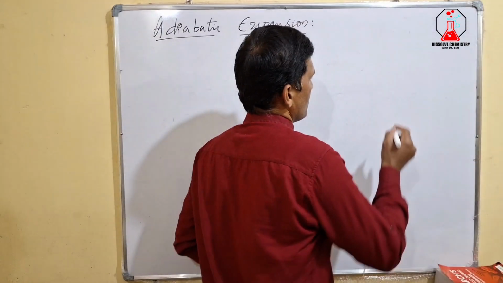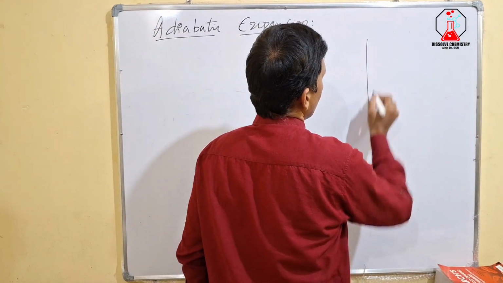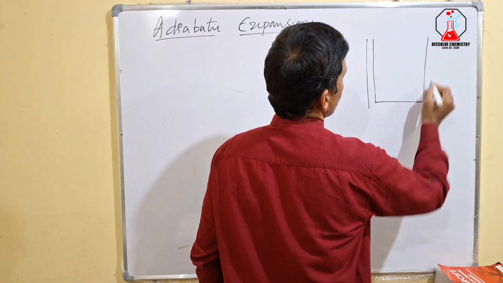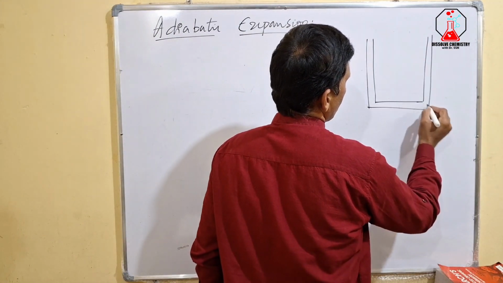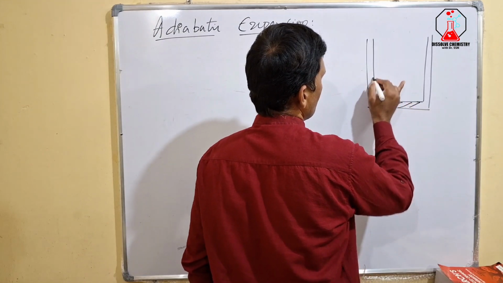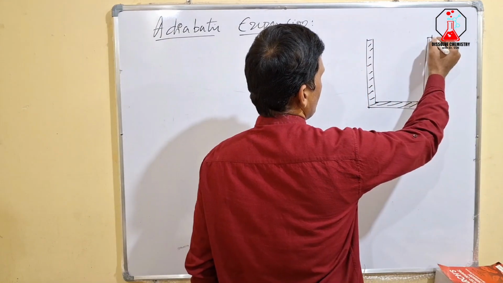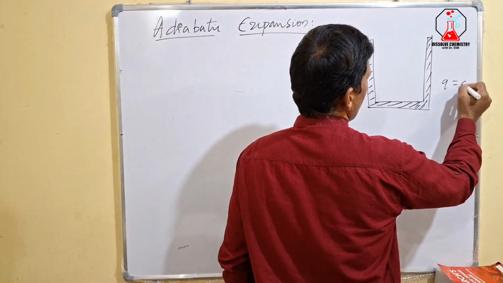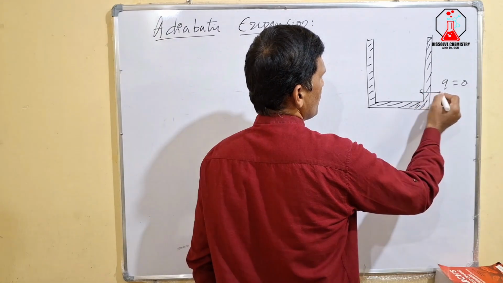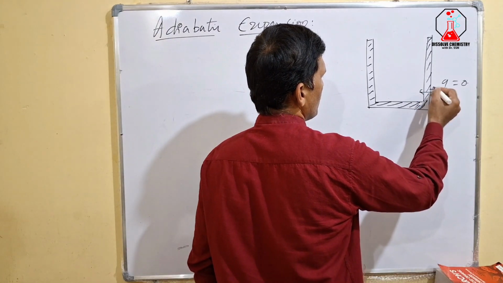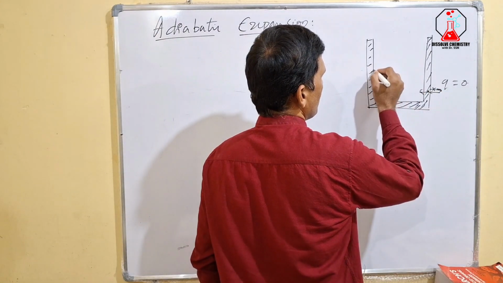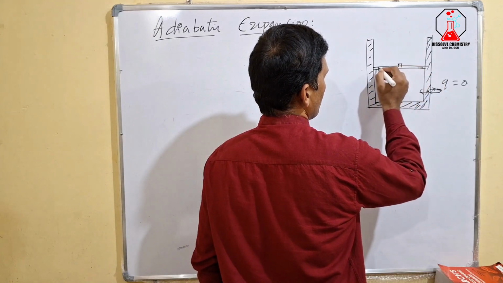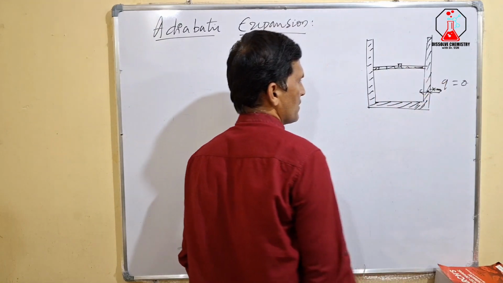See here, for example, it is like this: a perfectly insulated wall, which is also known as an adiabatic wall. Here Q is equal to 0, meaning neither heat enters the system nor heat goes out of the system. Therefore there is no exchange of heat as well as matter with the surrounding. Such a system we call an adiabatic system.